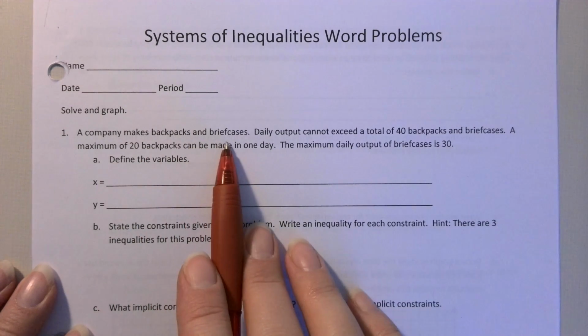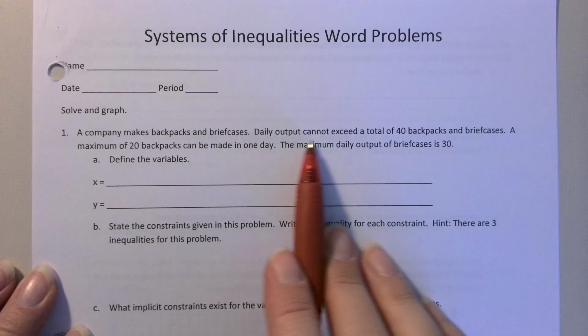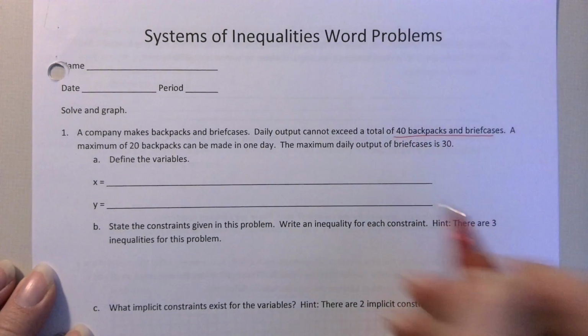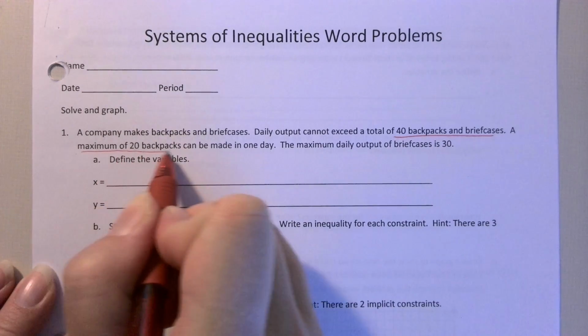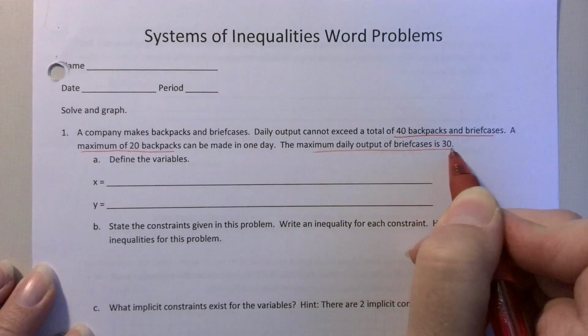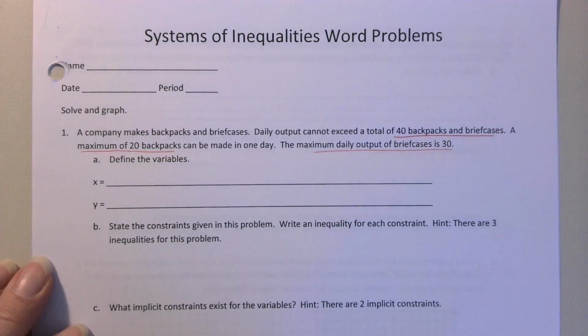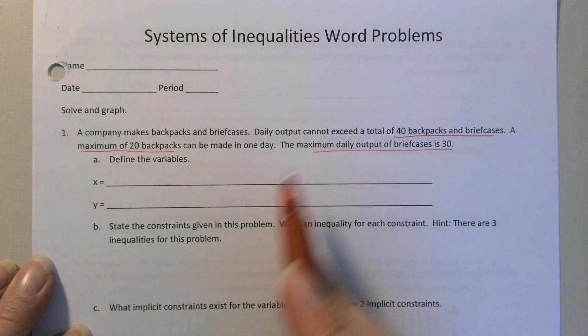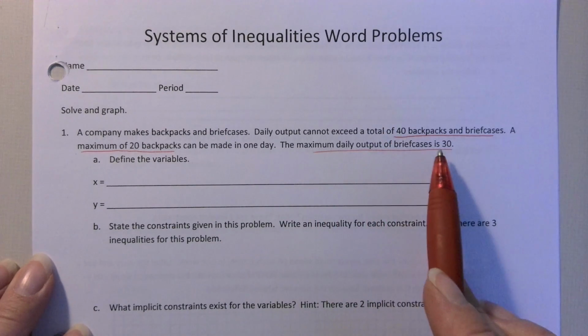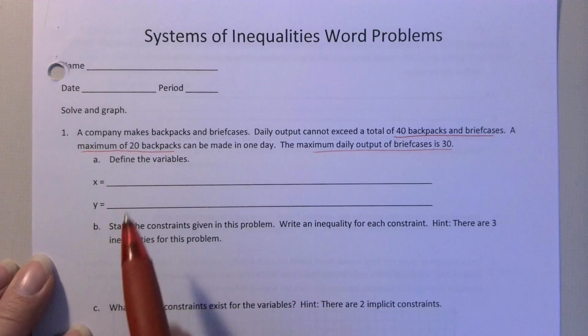A company makes backpacks and briefcases. They cannot exceed a daily total of 40 backpacks and briefcases. And here we have a maximum of 20 backpacks can be made in one day, and a maximum output of briefcases is 30. And then it says define the variables. So if you really read through this, I know how many total backpacks and briefcases, and I know the maximums, but I actually don't know how many.